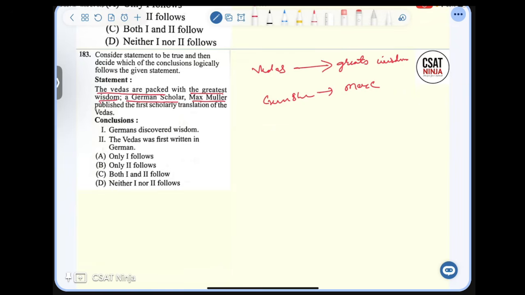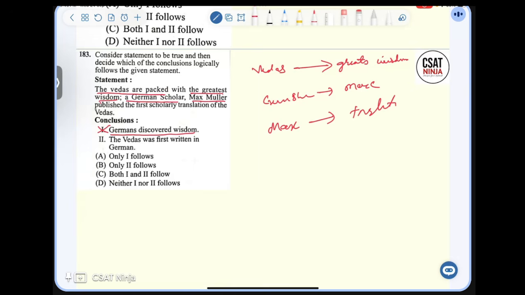Next is Max Müller. A German scholar Max Müller published a first scholar translation. Okay, which means Max translated something. Translated Vedas. So let's check. The conclusion says German discovered wisdom. This will never follow, because it doesn't say anything about German discovering wisdom, but it says a German scholar, Max Müller, translated the Vedas. That's what it says. So this will not follow.